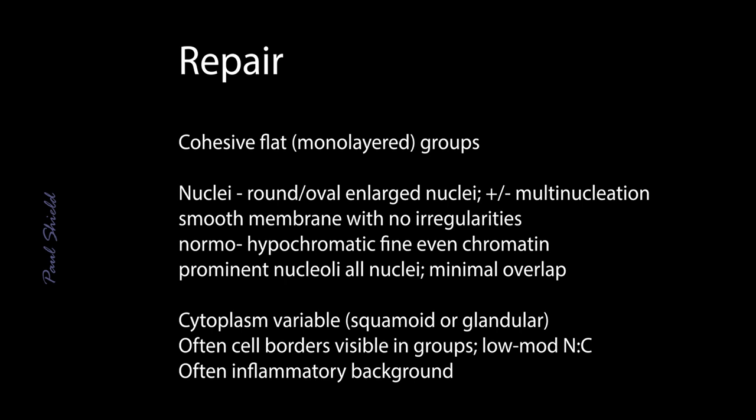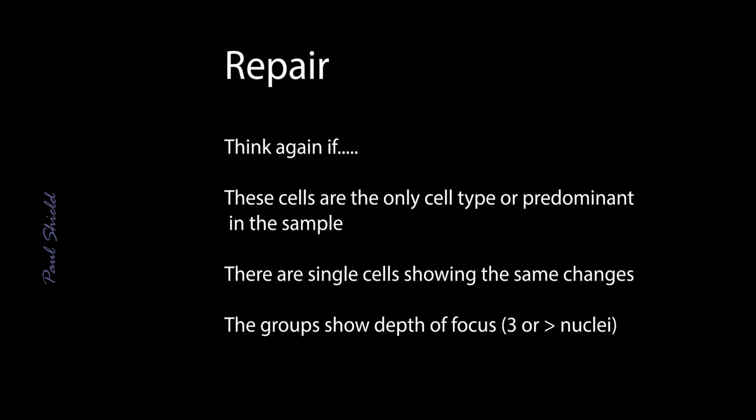Cytoplasm is quite variable, so sometimes it's difficult to say if they're squamous or glandular. Sometimes that's more obvious. And often you'll see the cells forming a squamoid sheet, with cell borders apparent in between the groups. But typically they have a fairly low NC ratio, so the nuclei are well spaced apart. And often there's an inflammatory background, so there'll be inflammatory cells, often neutrophils, either overlying the cells or amongst them. And finally, you've got to think about the differential diagnoses.